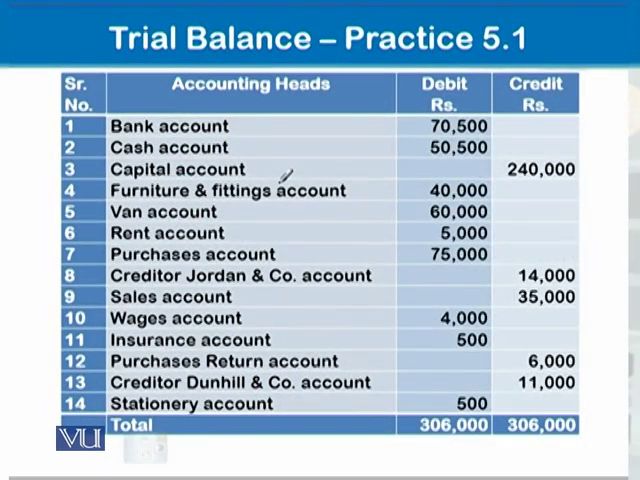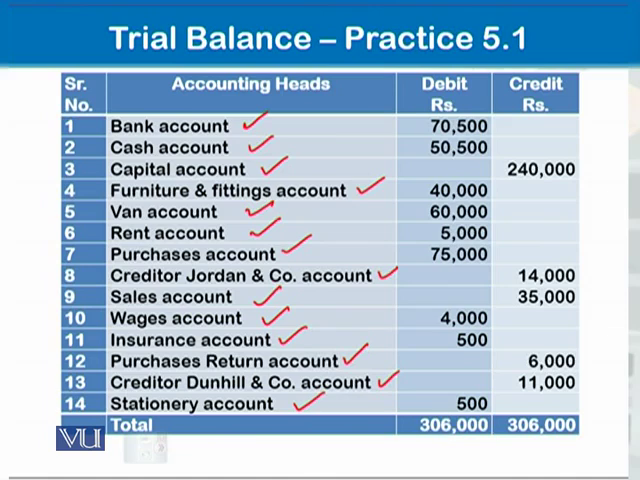So what do we do in trial balance? We just put all the list of accounting heads, the same 14 ledger accounts that we identified in our chart of account. We put all those in the trial balance and then simply place their balances in front of their names. If it is debit balance, put in the debit column. If it is credit balance, put in the credit column.